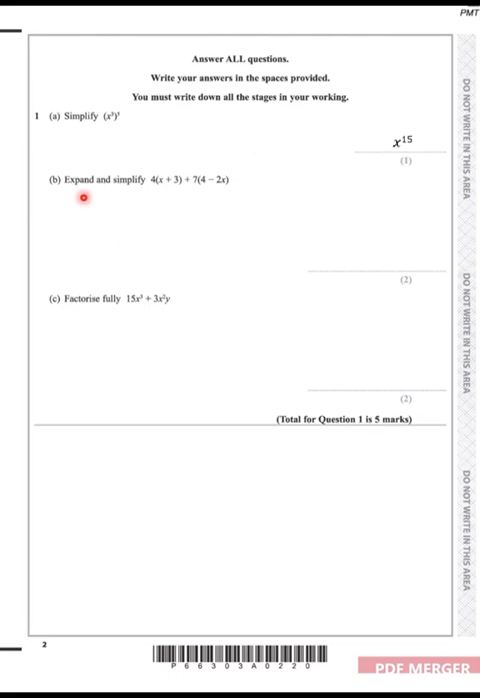Part B, expand and simplify 4, open bracket, x plus 3, close bracket, plus 7, open bracket, 4 minus 2x, close bracket. So let's expand the first set of brackets. 4 times x is equal to 4x. 4 times 3 is equal to plus 12. 7 times 4 is equal to 28. 7 times minus 2x is equal to minus 14x.